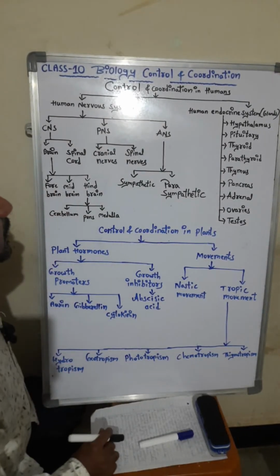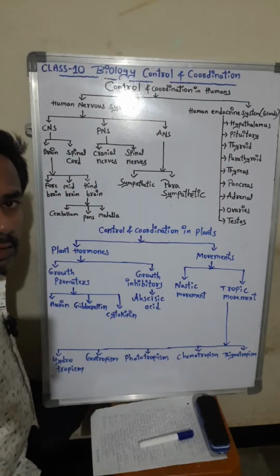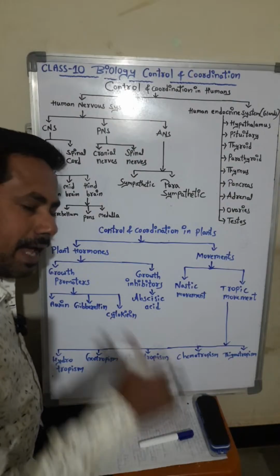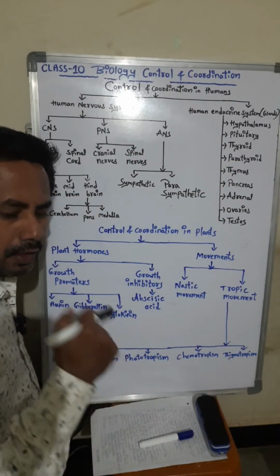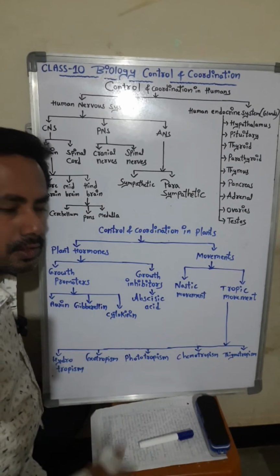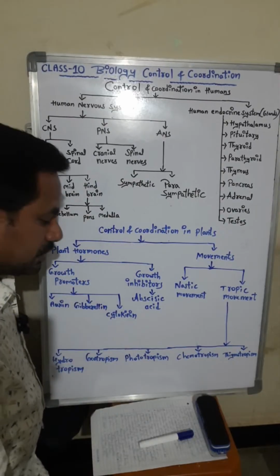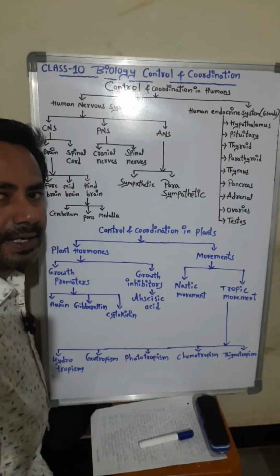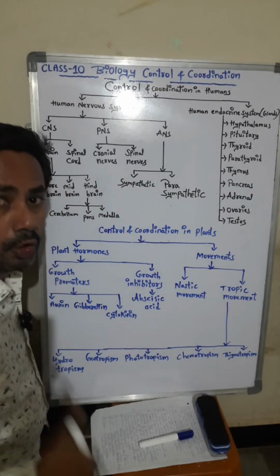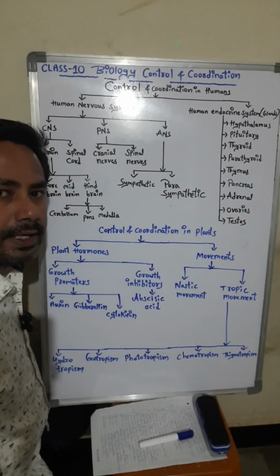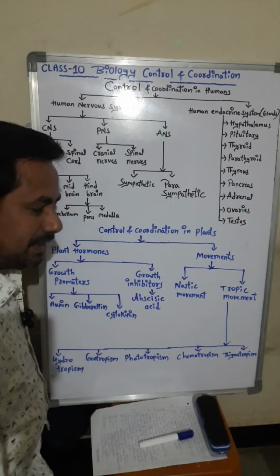So students, animals and human beings as well as plants, they are controlled by something, and there is a coordination. Okay, so how is it all happening? Who is controlling our whole body? How is coordination taking place inside our body? Okay, I will tell you an example.